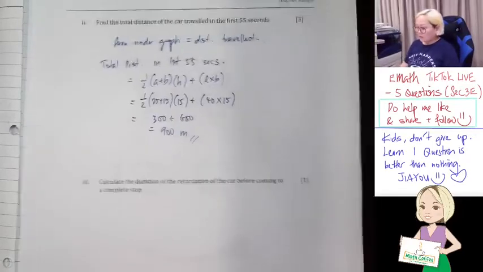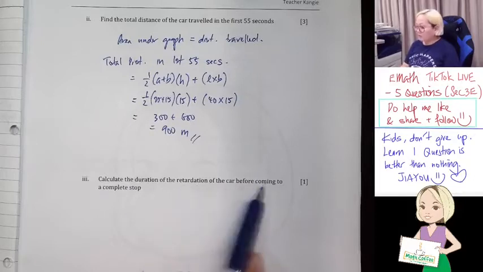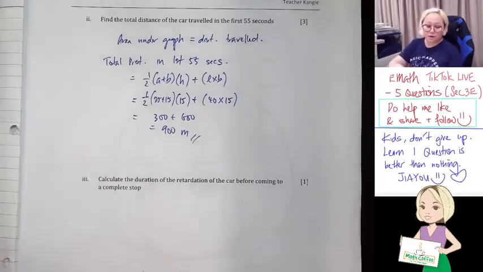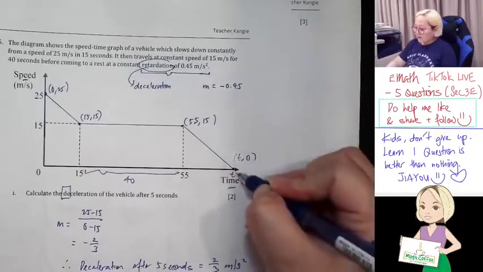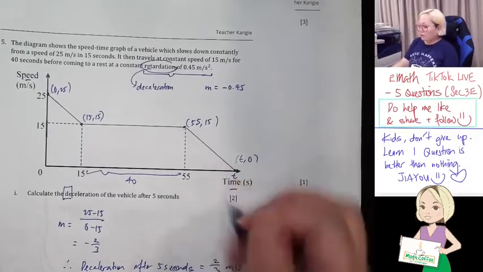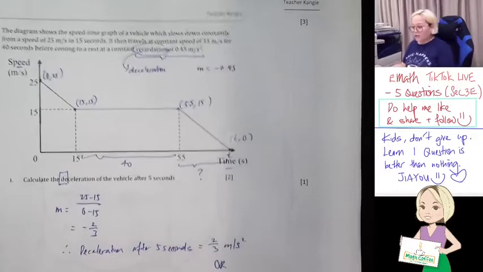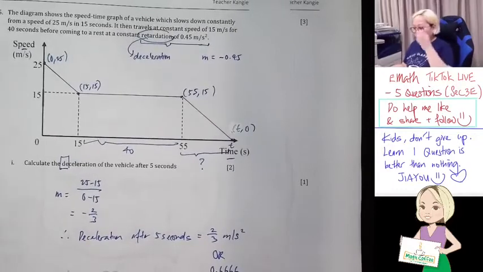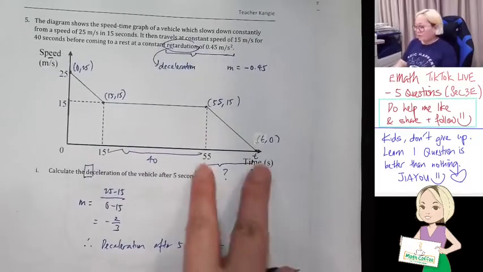Next, they ask you to find the duration of the retardation of the car before coming to a complete stop. So they're asking to find this t. T is the ending time. They want to know from here to here what is the duration. Understand? This is O level, this is Express EMath. Okay? They want to find this.